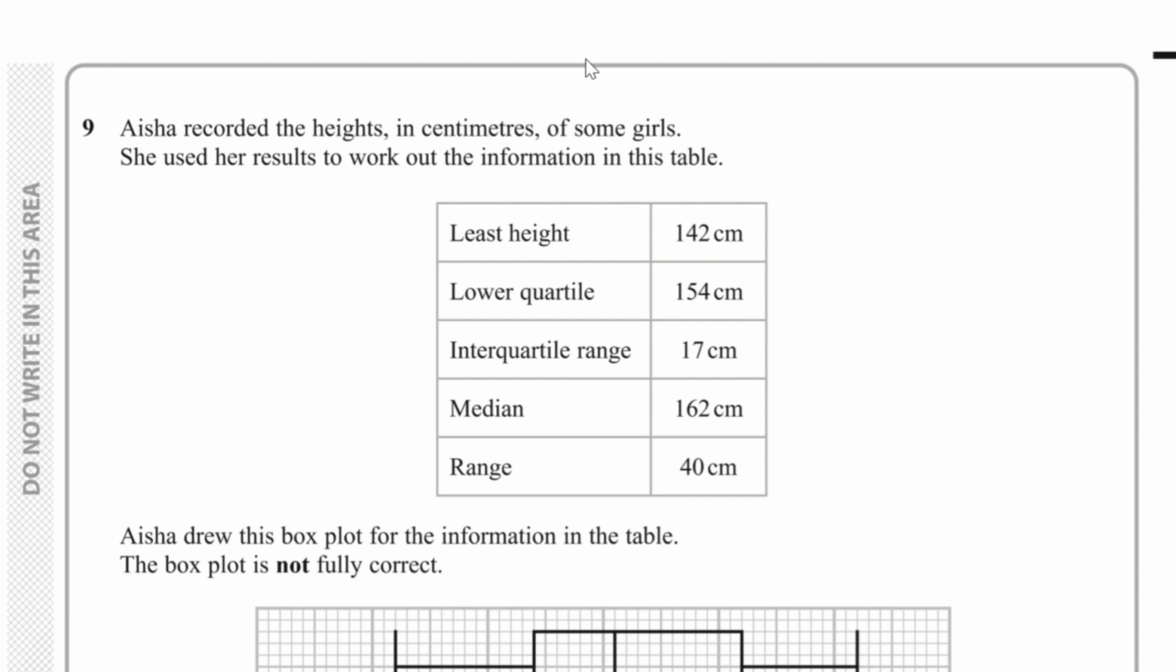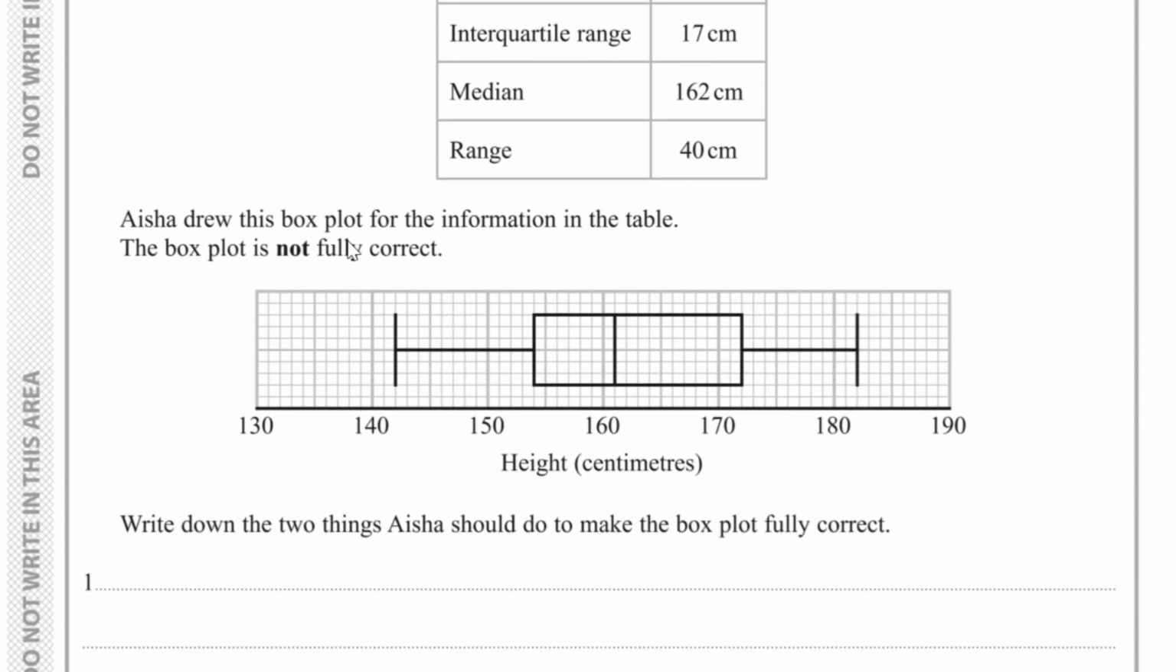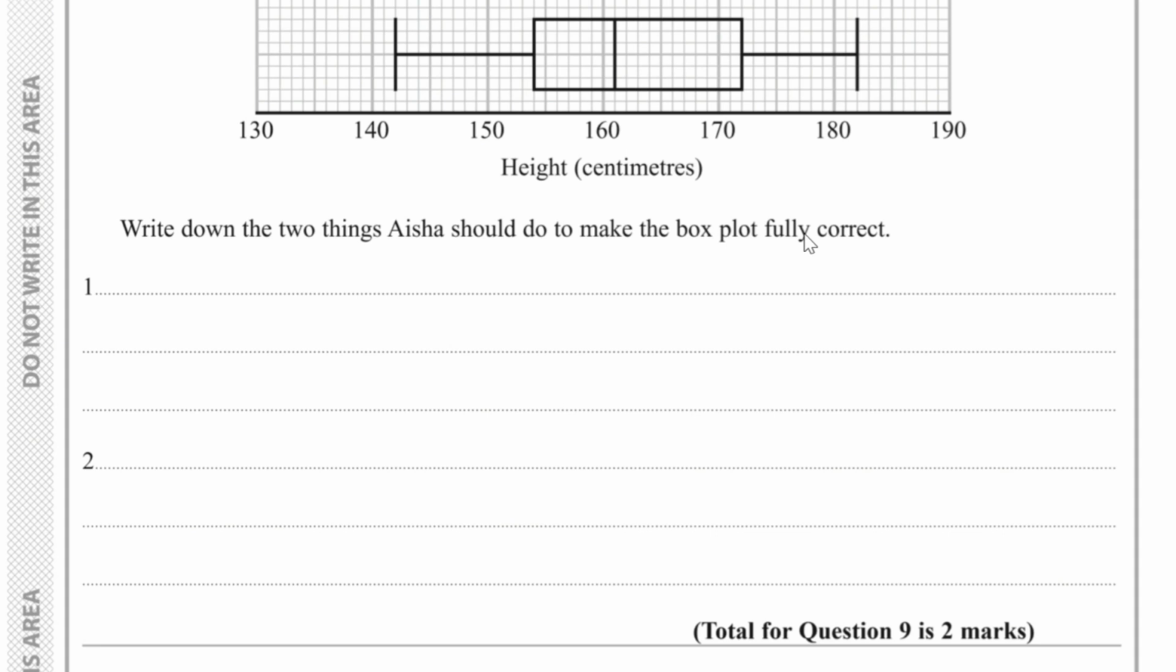Question number 9. Aisha recorded the height in centimetres of some girls. She used her results to work out the information in this table. We've got the least height, lower quartile, interquartile range, median, and the range. Aisha drew this box plot for the information in the table. The box plot is not fully correct. We have to write down 2 things Aisha should do to make the box plot fully correct.